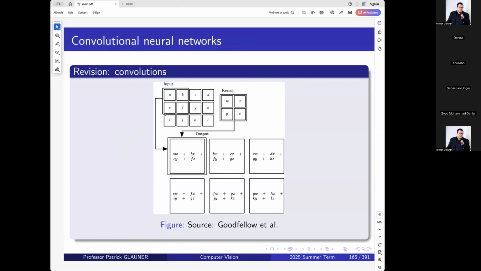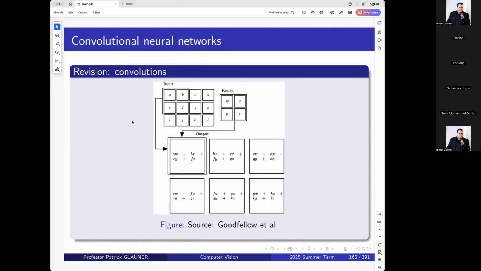So it's 3 rows and 4 columns, and we have this 2 times 2 kernel or mask or filter or convolution, whatever you call it. And this one can be moved through the image. If we start in the upper left corner, we would put this kernel W, X, Y, Z on A, B, E, and F.